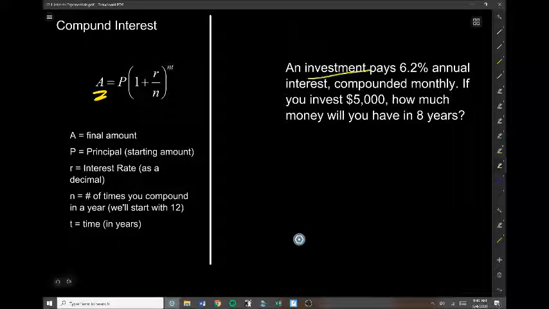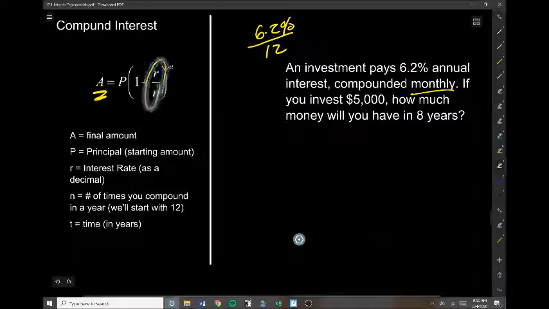So here, an investment pays 6.2% annual interest compounded monthly. All the word compounded means is when do they calculate your interest. They're going to take 6.2% interest and give it to you once a month, which means they're breaking that 6.2% into 12 pieces. They're dividing it by 12. That's what this right here is doing. It's taking the 6.2 and dividing it by 12.